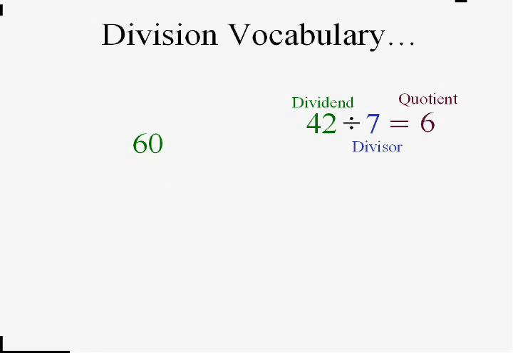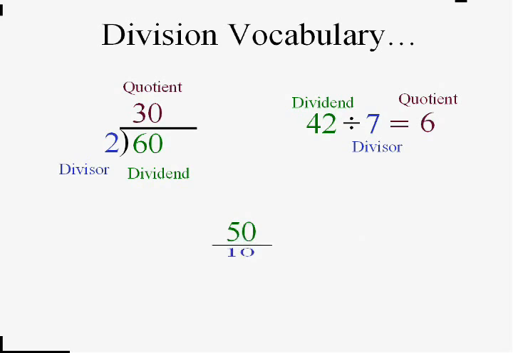Now you may see it like this, where we still have a dividend, the number getting divided, a divisor, the number doing the dividing, and an answer, the quotient. You may even see it as a fraction. In this case, the dividend we would call the numerator. The divisor, the guy doing the dividing, would be the denominator. The answer is still a quotient. Okay, but don't let this confuse you.